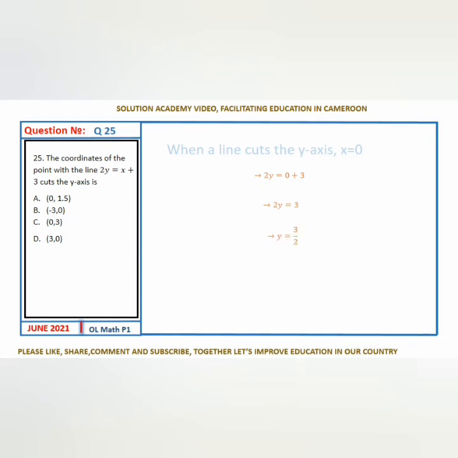Now you have to note that if the question said the line cuts the x-axis, that means instead you'll be looking for the value of x when the value of y is 0. So take note of this. So hence our answer is A.